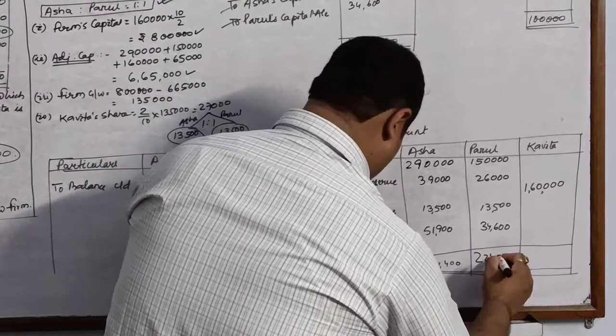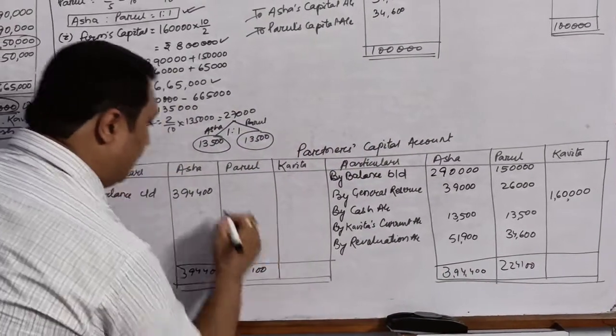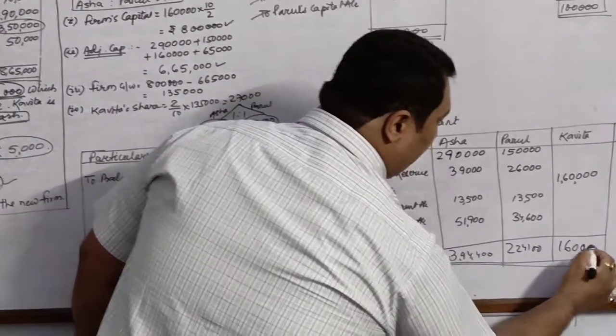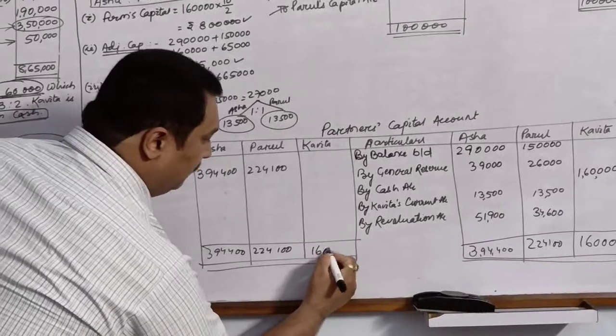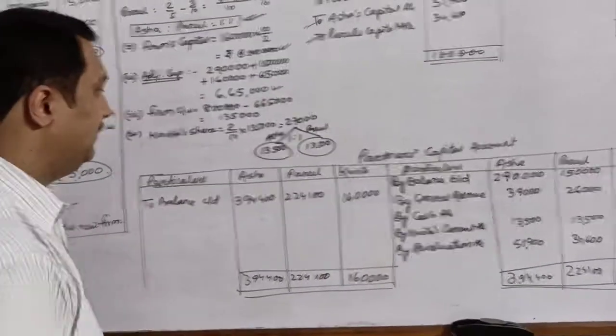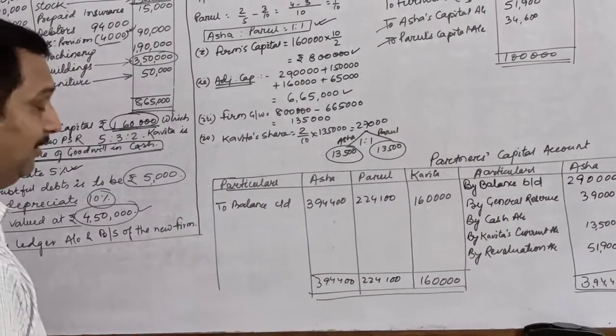Same with Parul. We will add 1,50,000 plus 26,000 plus 13,500 plus 34,600. Total is 2,24,100. We will balance it. Same with Kavita, 1,60,000. Same amount will be written, 1,60,000, and we will balance it as the closing balance partner's capital. Now we will prepare the partner's capital balance sheet.